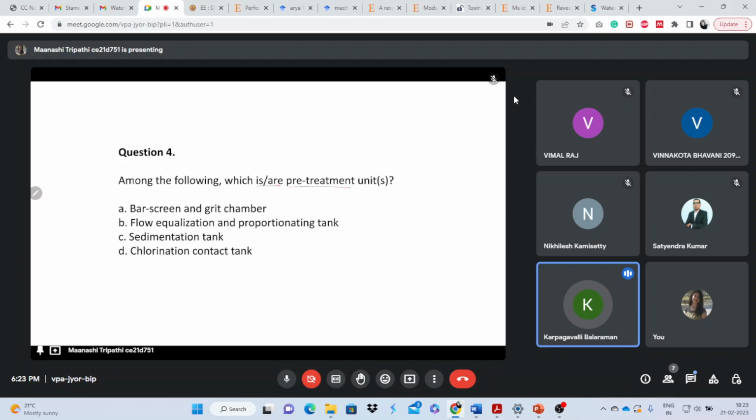Is it A and B, ma'am? Okay, we'll see. Yes, answer is very correct. So why do we use bar screen? Because in wastewater there may be plastic, papers and very big particles. So we use bar screen so that these plastics can be strained out. Then we will move the water further to the grid chamber, and all those plastics we will put in municipal landfills.